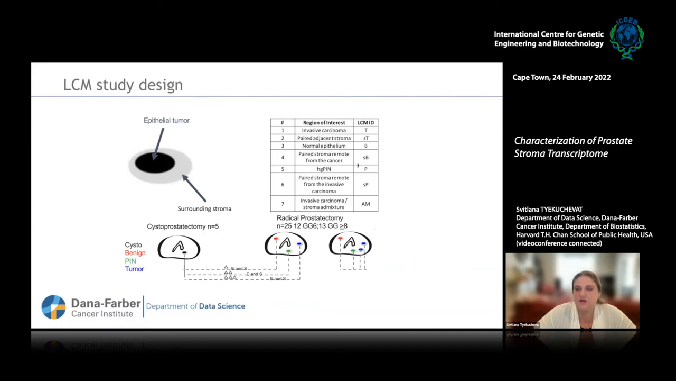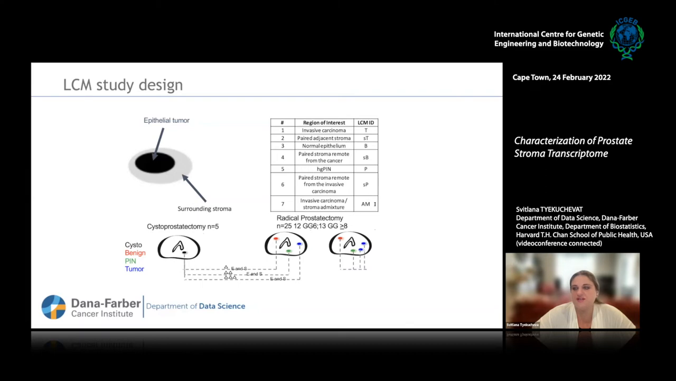Here are the abbreviations that you will see throughout. From the prostates, we took regions of invasive carcinoma by laser capture. This is malignant epithelium, the tumor from the RP specimens. The stroma that surrounds the tumor is the next group. Normal epithelium we call benign, and B stands for it. Then the paired stroma that is remote from cancer and adjacent to the normal glands, which we call SB. We had high-grade PIN, prostatic intraepithelial neoplasia, which we call P, and the stroma surrounding PIN, which was called SP.